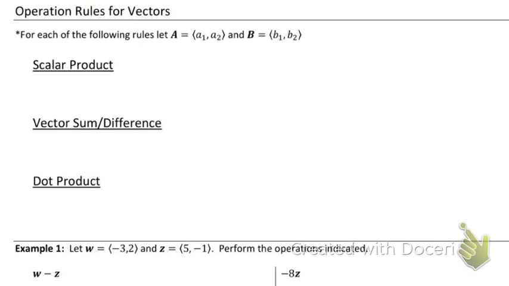Today we're going to talk about operation rules for vectors. The first thing we're going to talk about is something called a scalar product. A scalar product just makes your vector either longer, shorter, or reverses its direction, or several of the items above. So for a scalar multiplication, it would look something like, let's get this down. It'd have something like K times A. It could look something like that, which would be the exact same thing as this.